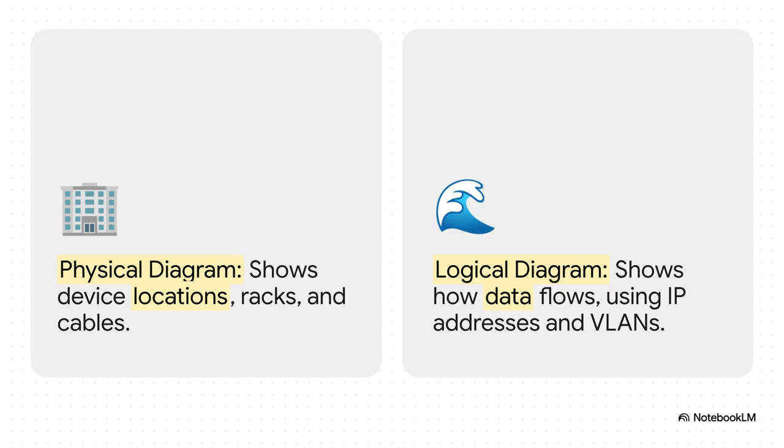The physical diagram shows you where a device is physically located, like which shelf in a server rack. But the logical diagram, that shows you how the data actually flows through it. You absolutely need both to see the whole picture.